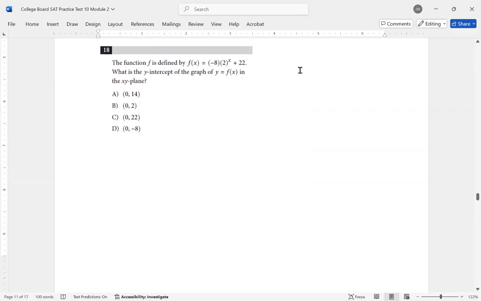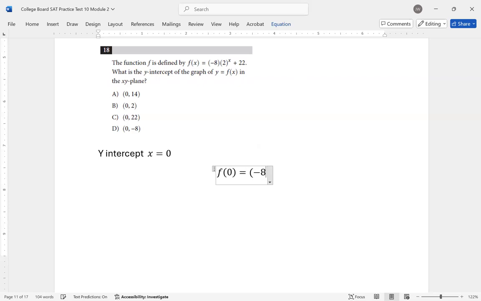Question 18. The function f is defined by f of x equals -8 times 2 raised to the x power plus 22. What is the y-intercept of the graph in the xy plane? So the y-intercept is what we get when we plug in x equals 0. It's where our graph hits the y-axis. So we hit the y-axis when x is 0. And all we have to do is plug in 0 into our function and see what happens.